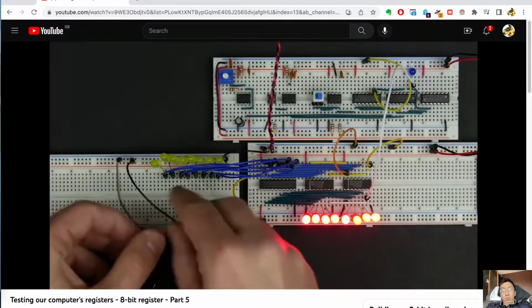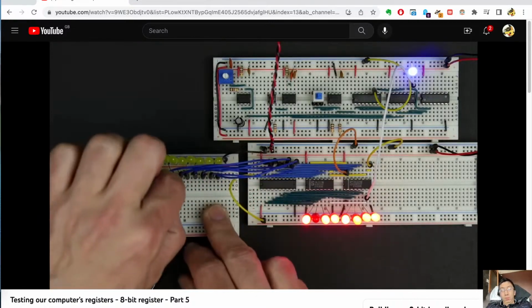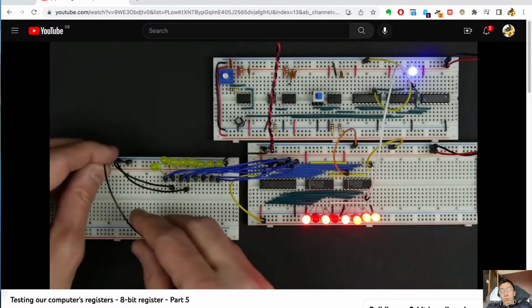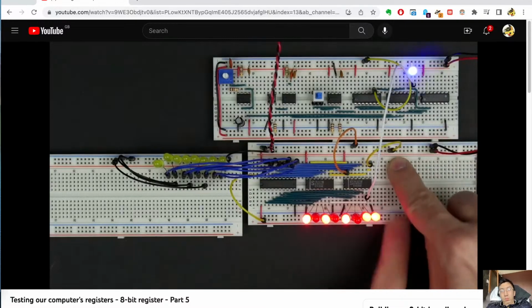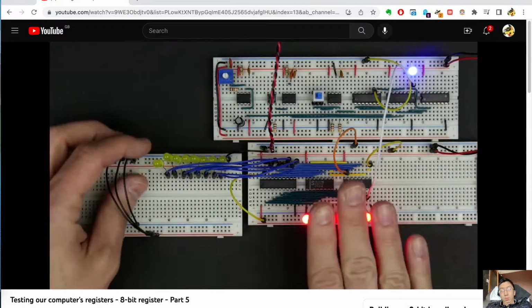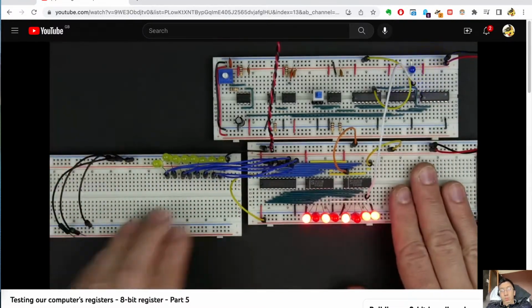So it pulled in that new value when I disconnected these. So let me reconnect these. Normally the load would only be active for one clock tick. So the load is active, and then the load goes inactive, so we take it high. And so now we can change what's on the bus, and we store that value in the register, which is what the register should be doing.